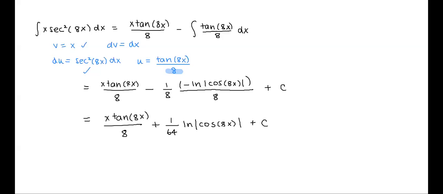This is just a bit of a tricky integration by parts. The only tricky part is really to divide by 8 every time that you're integrating a function that has an inside function, which is a constant times x, right? So that's kind of the trick in these cases. Aside from that, it's just a very standard integration by parts.